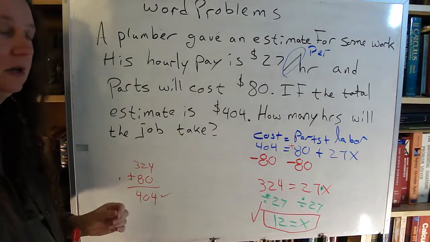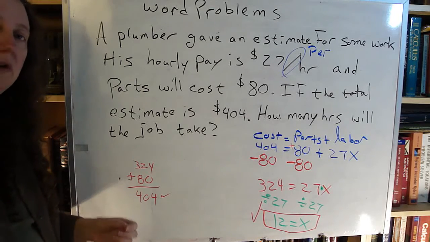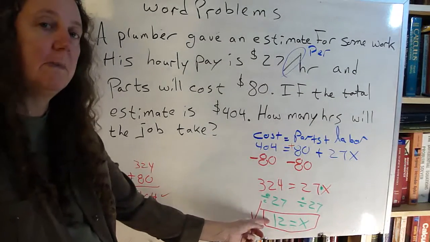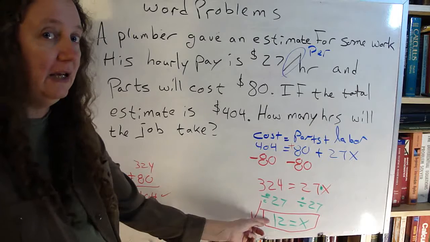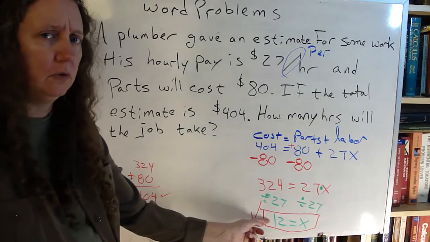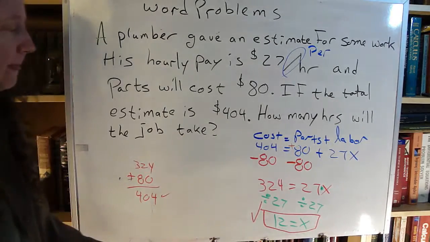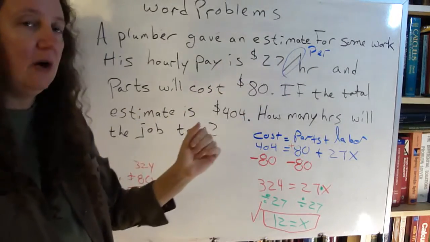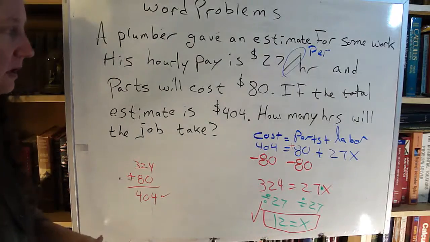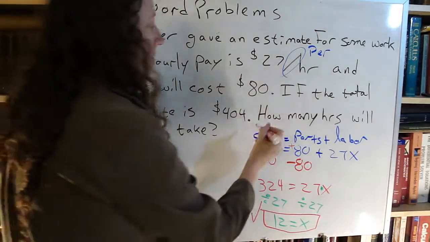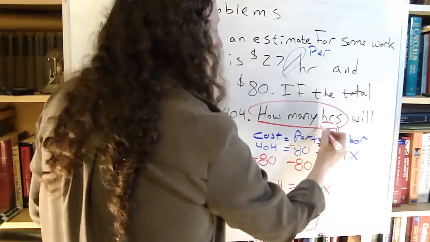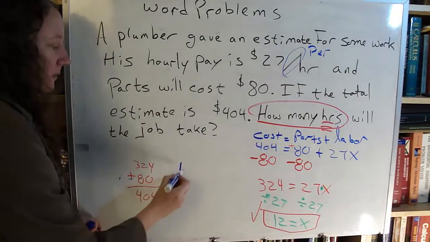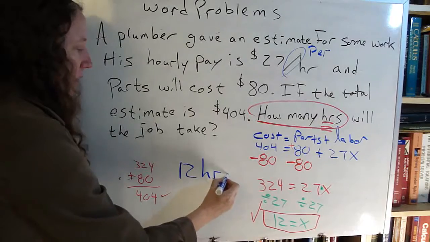I have the number part. I need to answer this with a unit also. So I have to figure out, is this 12 hours? Or is this 12 days? Or is this $12? What are we talking about here? The 27 has the dollar sign. The 80 has the dollar sign. The hours are what we were looking for. How can I tell? The actual question itself. How many hours? So my actual answer is 12 hours.